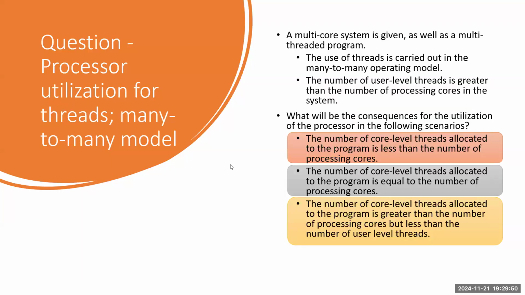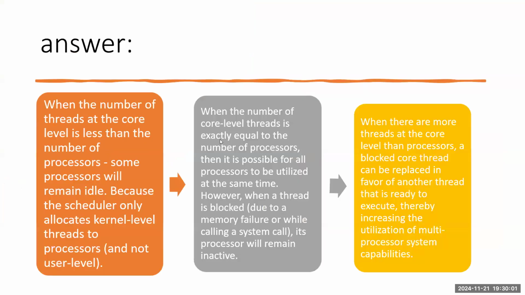So the answer. The first case was the number of core level threads allocated is less than the number of processing cores. He's got only 1 thread, let's say, and there are 2 cores. So when the number of threads at the core level is less than the number of actual processors, some processors will remain idle, obviously, because we have 2 cores and only 1 process. Because the scheduler only allocates kernel level threads to the processors and not user level. Even though I have, let's say, 10 threads, I only have 1 kernel level process, and then I have 2 cores. So even though I have 10 threads, I can't use both of the cores because at the level of the operating system, I only have 1 process, and the scheduler is only going to give that process to one or the other processor.